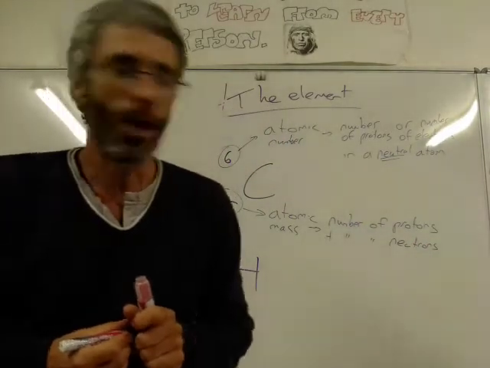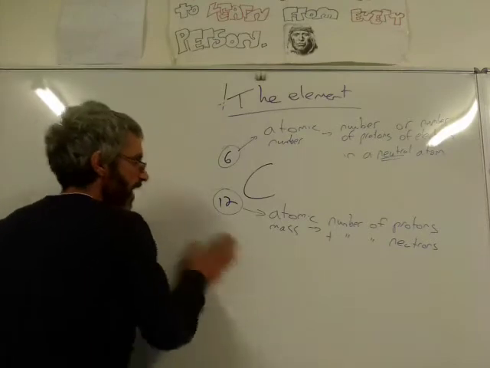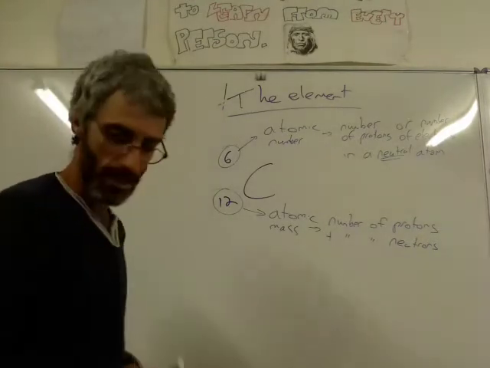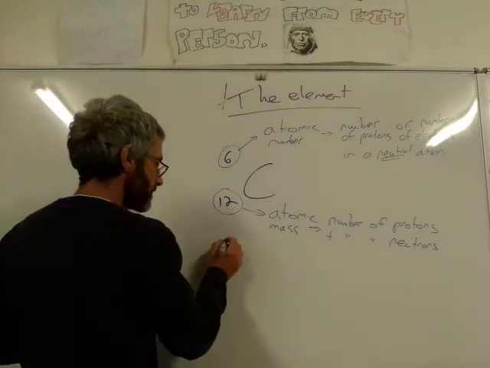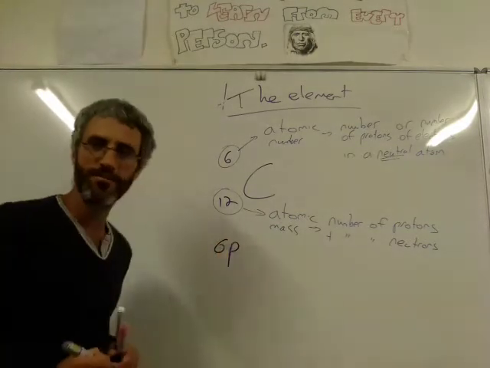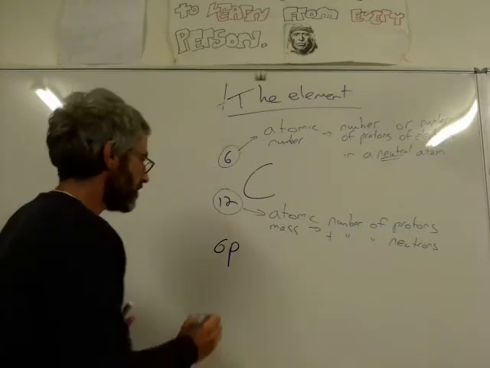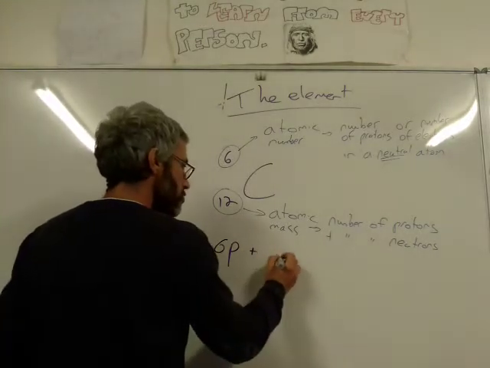Okay. Now, let's try and figure out together how many neutrons carbon has. Well, it has 6 protons. I'm going to write 6p. So protons, 6p. Now, I don't know how many neutrons it has.